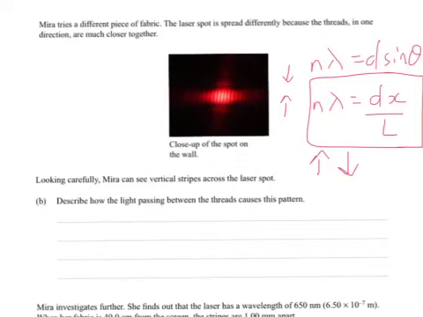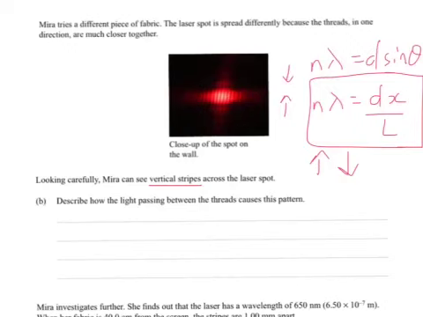Actually, maybe not specifically. Looking carefully, Mira can see vertical stripes across the laser spot. So they're specifically after vertical stripes. Describe how the light passing between the threads causes this pattern. So it's clear that the stripes are due to interference between the waves diffracting from gaps between the different threads. And I think the marking schedule is very minimal in here. If you just said interference, that's not too different from the first question, where it's diffraction causing it.